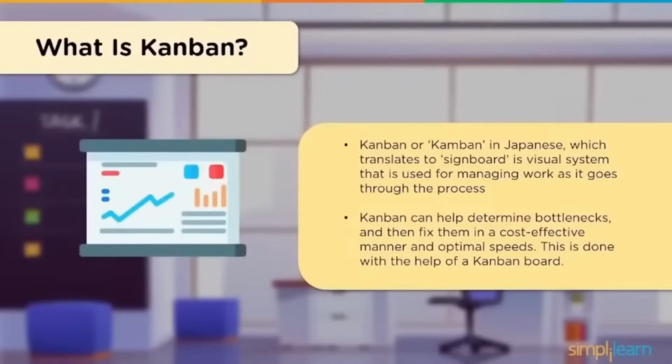The main focus with Kanban is transparency. Since everything related to the tasks is on the board, everyone can keep themselves updated. It also ensures that teams focus on their current tasks until they're done. This limits the amount of work that's in progress.